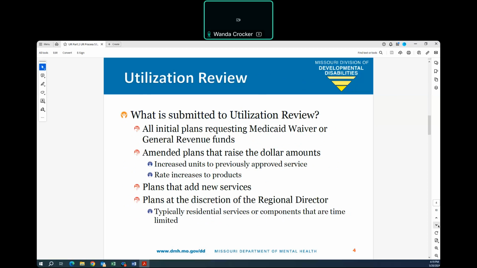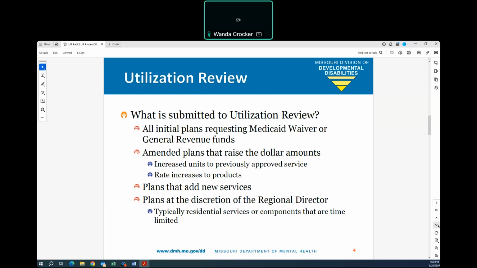So what goes to utilization review? All initial plans requesting Medicaid waiver or general revenue dollars have to go to utilization review. Any amended plans that raise the dollar amounts of the plan. That could be an individual asking for additional units than were previously authorized, or a rate increase to products. Not rate increases to services, because those are approved at a division level. Any plan that adds a new service once a person is already in the waiver. And plans at the discretion of the regional director.